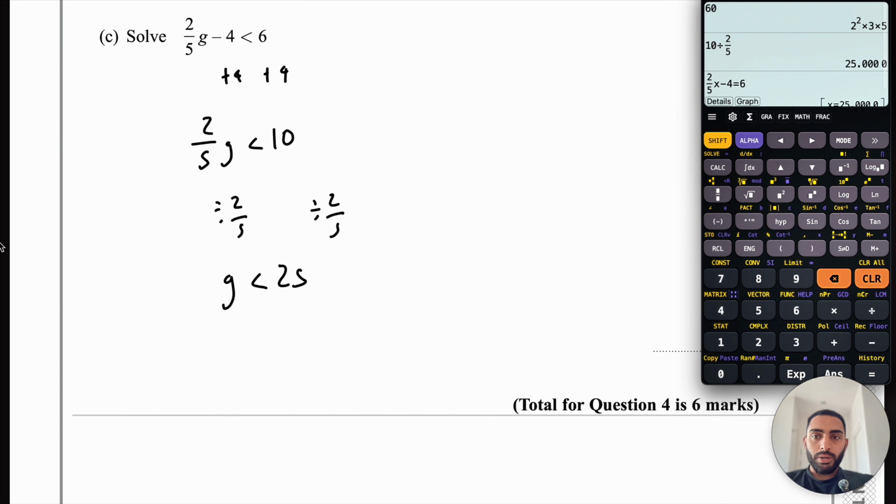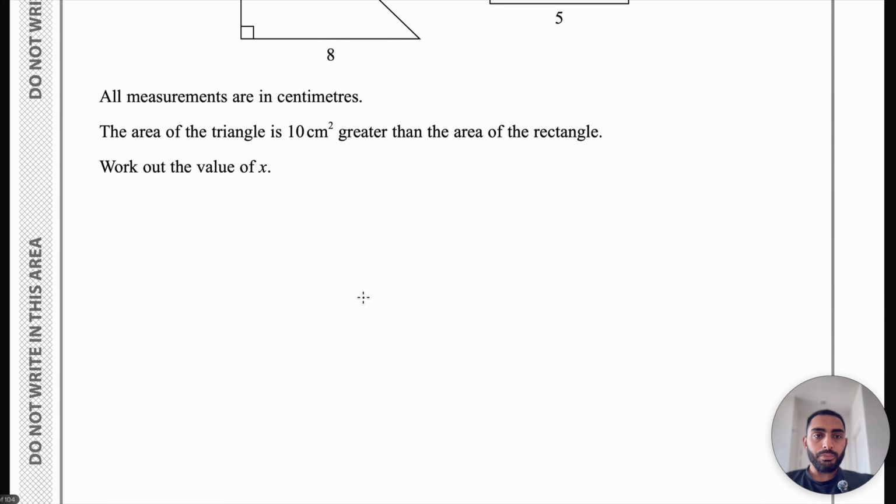On your calculator, you might have to press equals twice. Mine does it straight away. X would be equal to 25, and you can see it matches up with this.